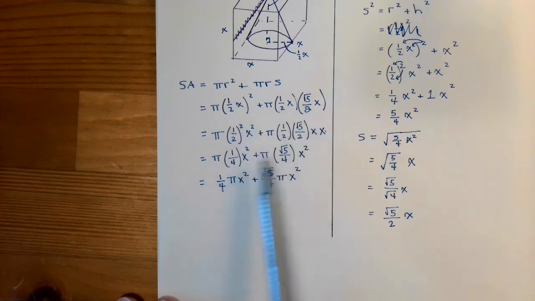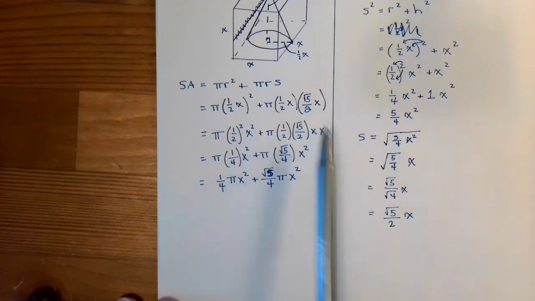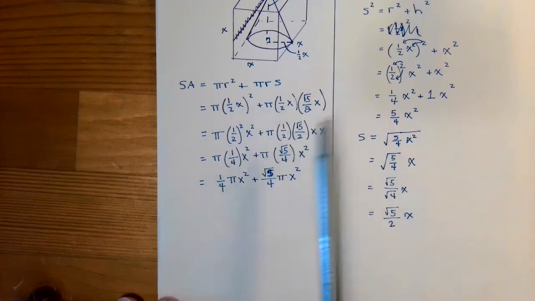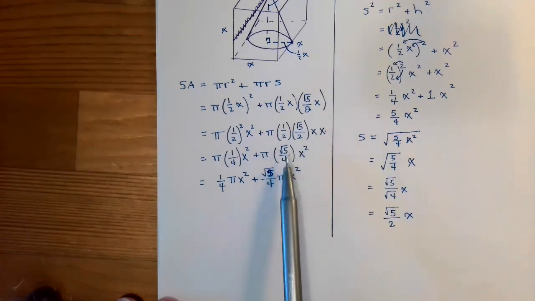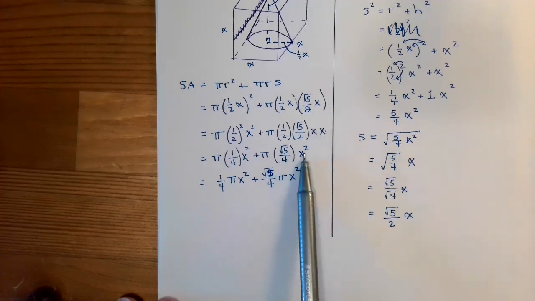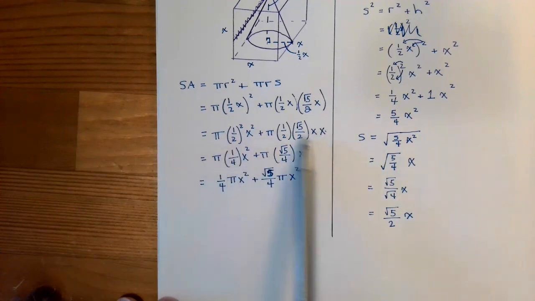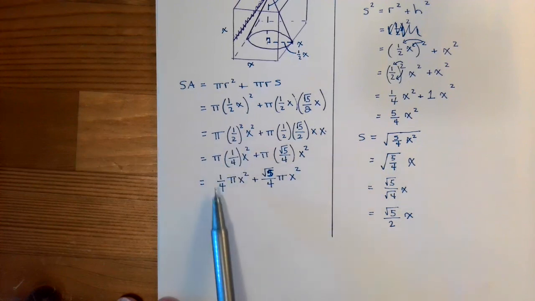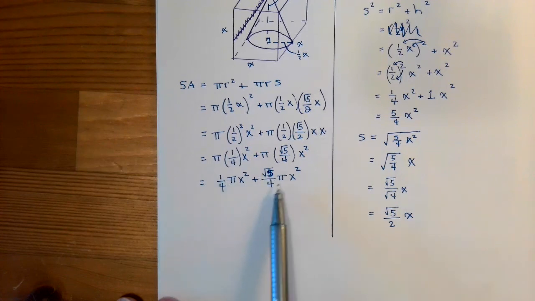So now over here, I have pi times 1/2 times √5 over 2 times x times x. I just moved all the like things together. So I still have pi. I know that 1 times √5 is √5, and 2 times 2 is 4, so I have √5 over 4, and I know that x times x is x squared. Now for mathematical convention, we normally put the numbers in the front. So we have 1/4 pi x squared plus √5 over 4 pi x squared. Hope that helps.